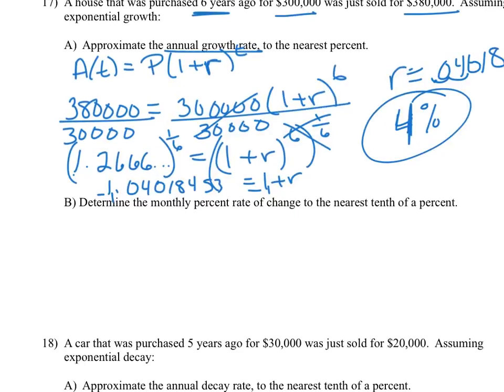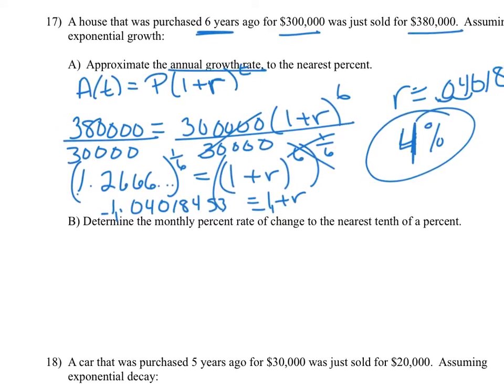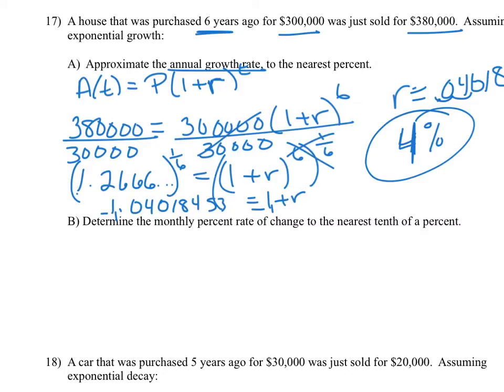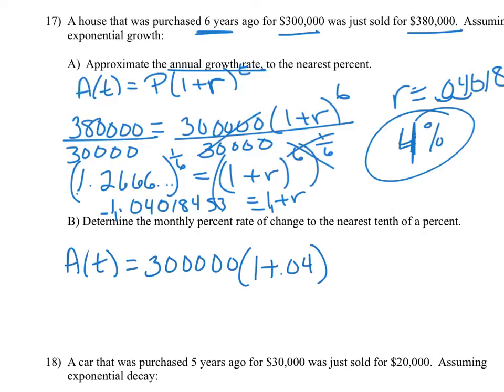Man, I'm messy. So now I know that the annual percentage rate is 4%. So now I know my formula. A of t is equal to 300,000 times 1 plus the rate to the t power. So this number in here is 1.04 to the t power. We can bring that down if we want.